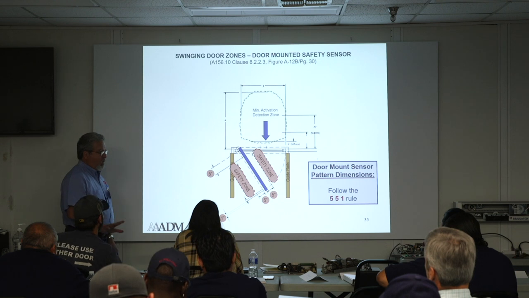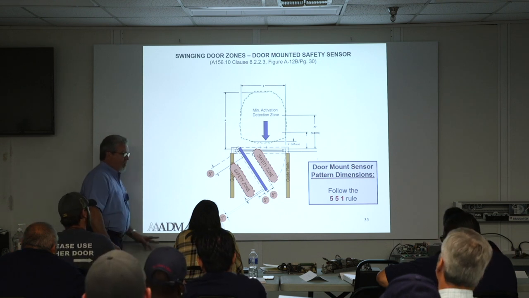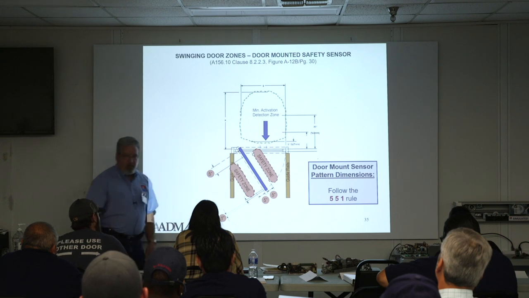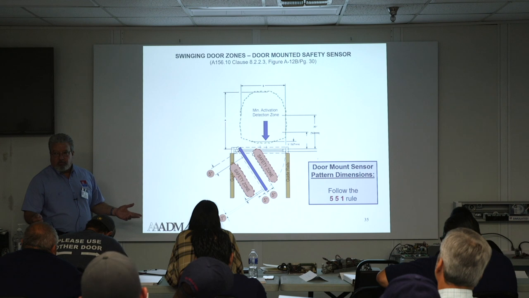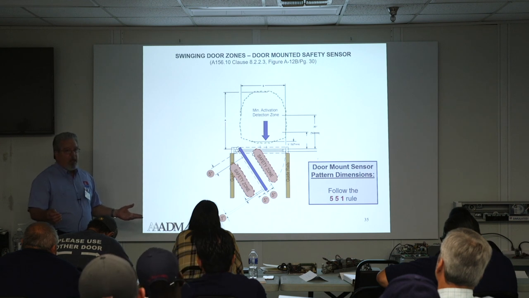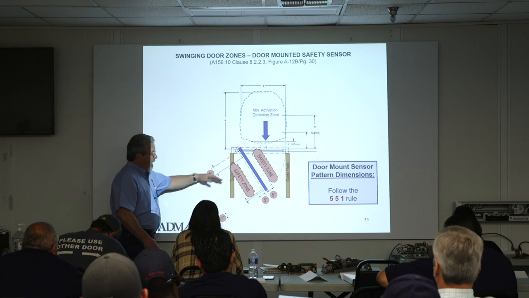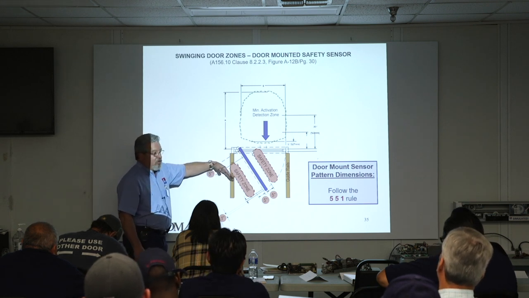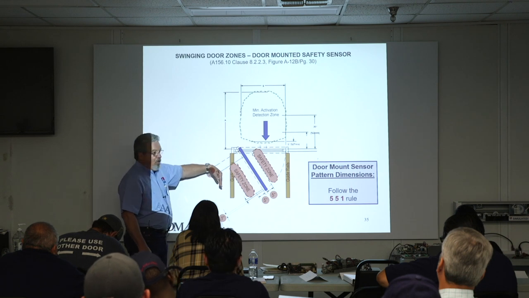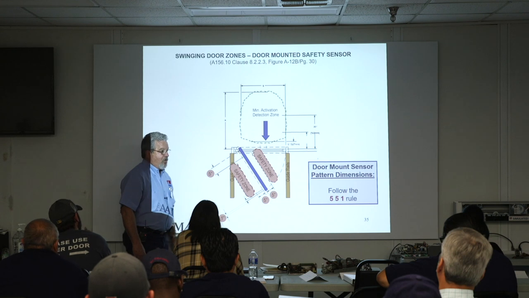It doesn't matter what kind of door-mounted sensor it is. It has to have, at a minimum, these detection zones. The zones can be much larger. They can be as large as the environment will allow. Meaning, there's a guide rail here. There may be some reason you can't have this zone larger because it will see the Coke machine or the guide rail or something, but that's the minimum size it has to be.